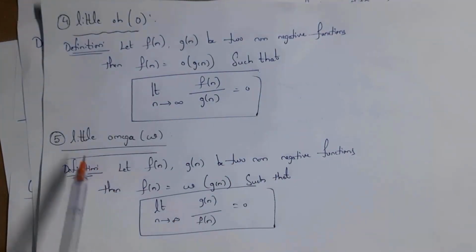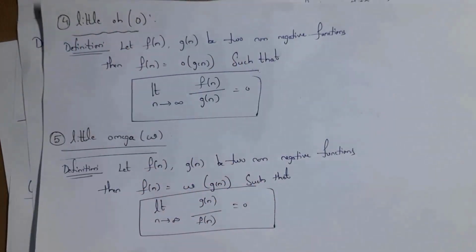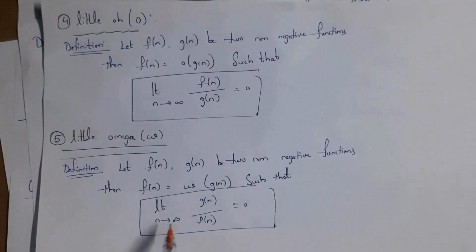And next, the fifth one is little omega notation. The definition is the same as little o notation. The difference is that here the limit as n tends to infinity of g of n by f of n equals 0.